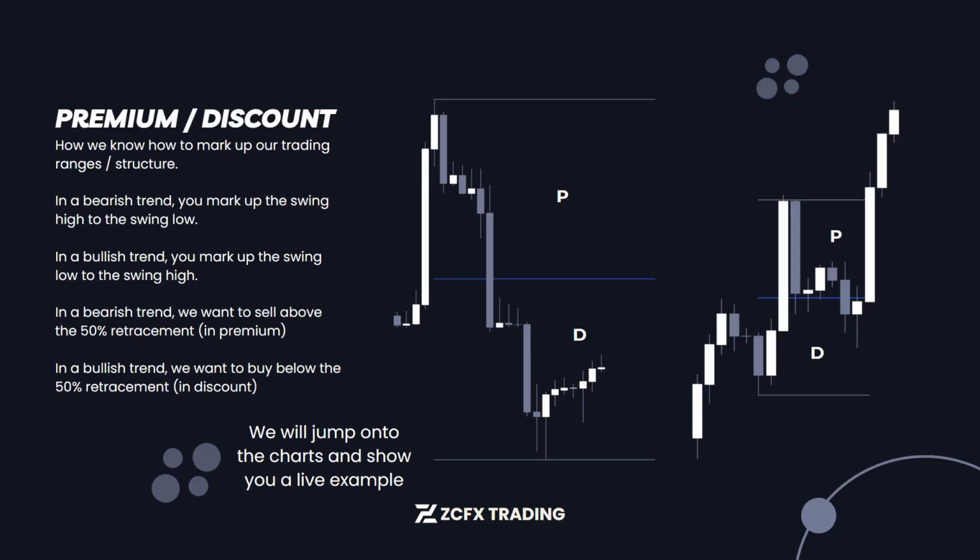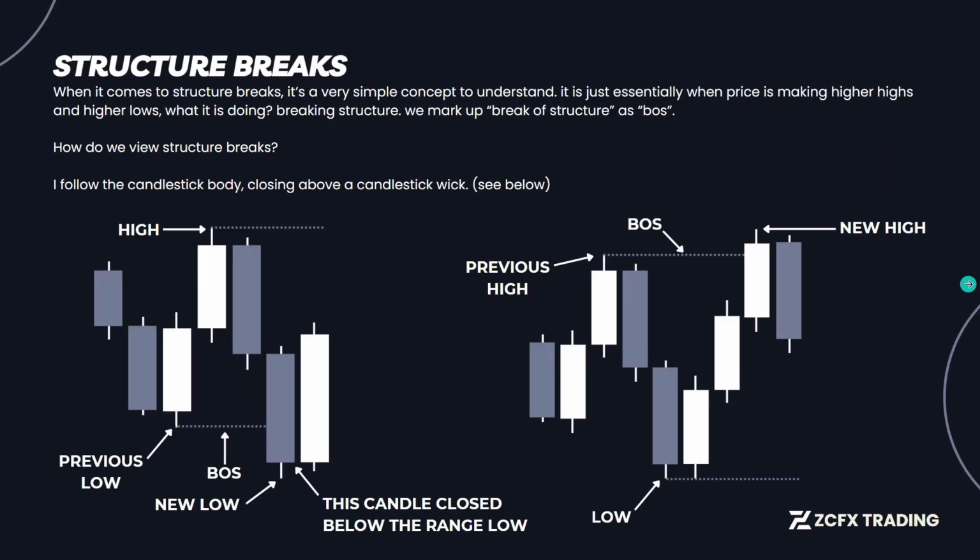Going back to the course, or the masterclass, sorry. Moving on to structure breaks, a little bit different. I mentioned structure breaks already, but what validates a structure break is a body closure. Remember, that's what I posted. When it comes to structure breaks, it's a very simple concept to understand. It's essentially when price is making high highs and high lows, what is it doing?